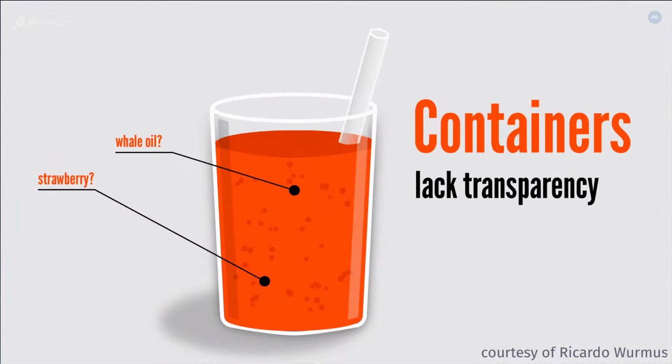But fundamentally, containers a la Singularity or Docker lack transparency. What I mean by that is that if you have a Dockerfile or a Singularity def file, you can't really tell what's inside of it. You can't really tell what the image actually contains in terms of software.